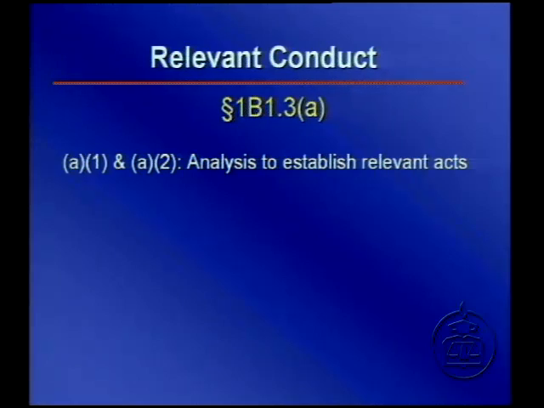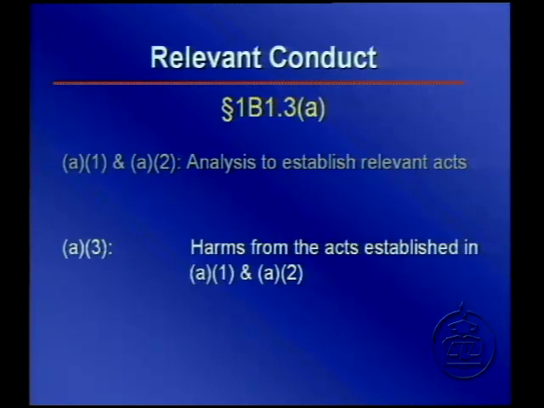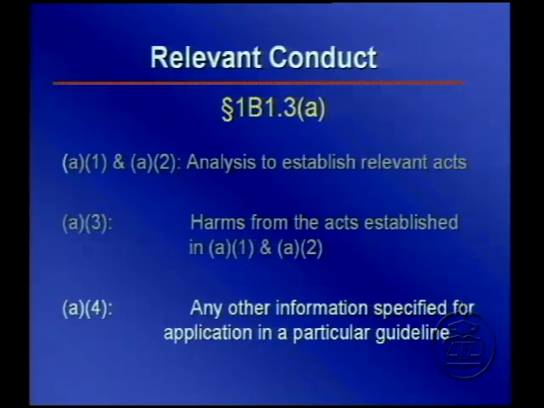1B1.3A1 and A2 look to the analysis to establish the relevant acts committed by either a defendant or potentially some co-defendants. 1B1.3A3 focuses on the harms for those acts established in A1 and A2, and we're going to focus on that a little bit later as well. And then 1B1.3A4 addresses any additional or other information specified for application in a particular guideline. We're also going to talk about that a little bit later. It's not a provision that is used all that often, but there are specific times within the guideline manual where 1B1.3A4 comes into play. Thank you, Alan.